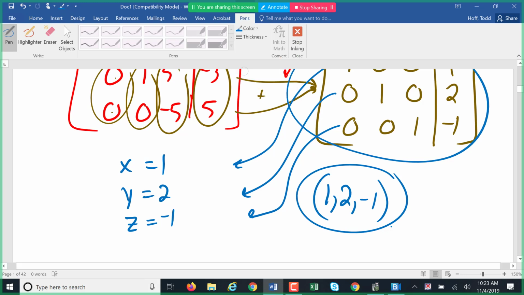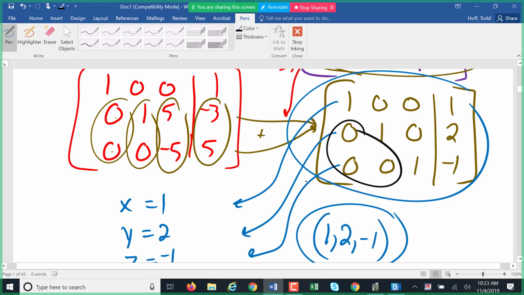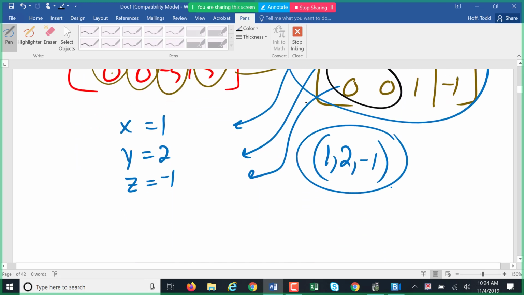In order to do this, I still had to use the Gaussian elimination to get zeros in these locations. It was a man by the name of Jordan that came up with the idea of getting zeros here. So that process is referred to as Gauss-Jordan elimination.